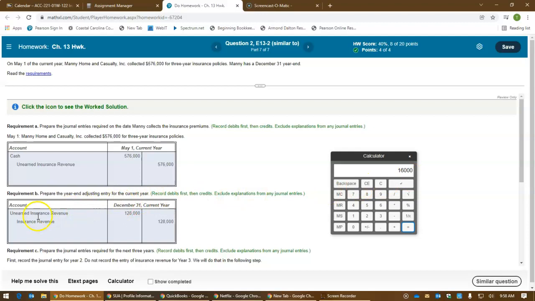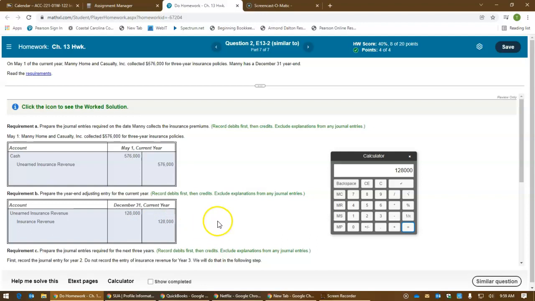So we are going to earn $16,000 every month because our customers are using this insurance policy. So for the current year, we collected the money on May 1, so insurance started on May 1, and now it's December 31st. So how many months of insurance have we earned? How much of that revenue have we earned? So from May, count the months from May to December, that should be 8 months. So say 16,000 times 8 months. And the amount is $128,000. So unearned insurance revenue goes down. Liability going down is a debit. Insurance revenue is a revenue account, so that is a credit.